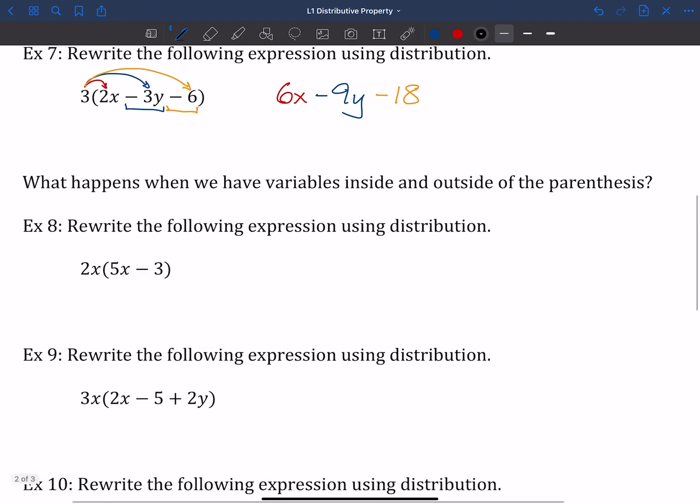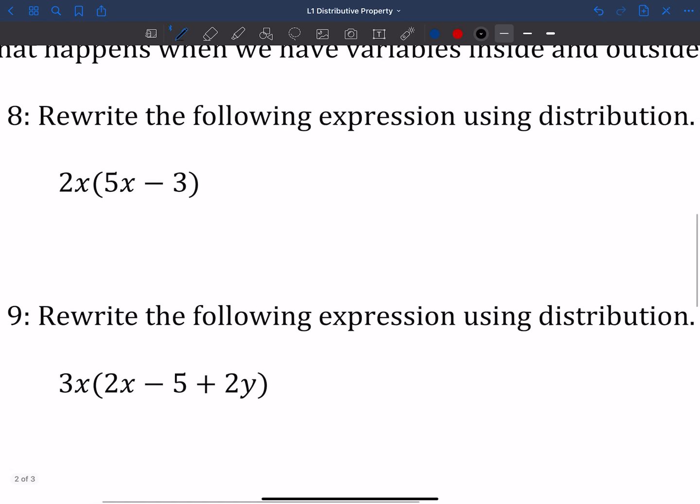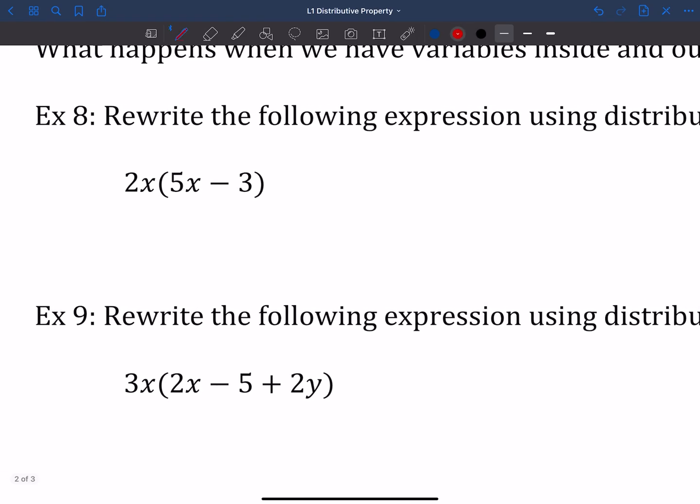So then things get a little bit trickier. We're asking what happens when we have variables inside and outside of the parentheses. So on these ones, we have some x's on the outside that we're going to have to multiply onto the inside. Let's take a look at this. On this first one, we've got 2x, and we're going to multiply it into 5x. A little bit earlier on, I mentioned multiply the things that go together. So the 2 and the 5 can multiply to give us 10, and then the x's can multiply because they're the same thing. So x times another x would give me x squared.